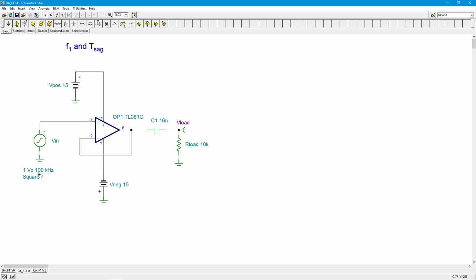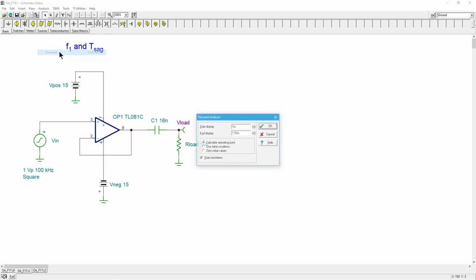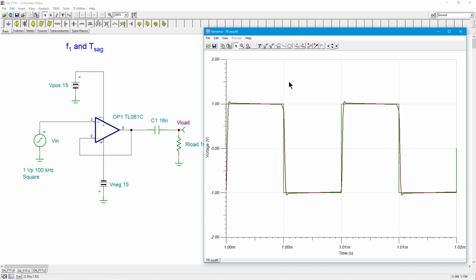We should see just about a 1 volt peak, 100 kilohertz output waveform, because this is just a buffer. Well, like I said, we'll probably see a little bit of rise time effect. This doesn't have an infinite bandwidth, but let's see what we get. All righty. Get our legend over here.